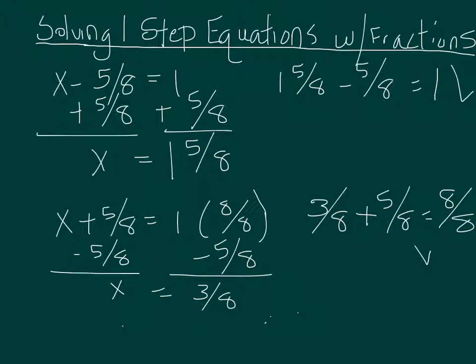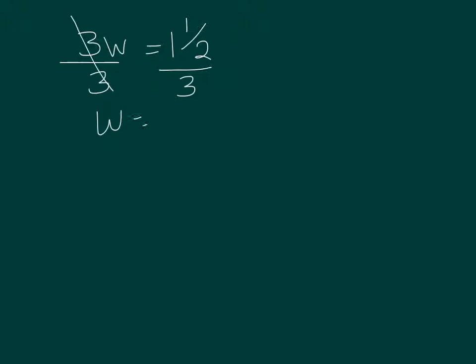Okay, now let's go to a new board and let's do some division and multiplication equations. Okay, for this one we're going to use the equation 3w equals 1.5. Well, to isolate w, we're going to divide both sides by 3. So we get w on our left side.